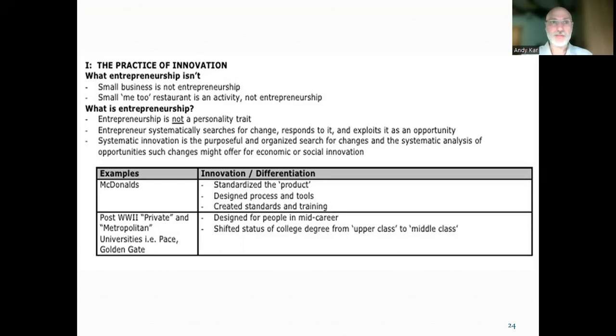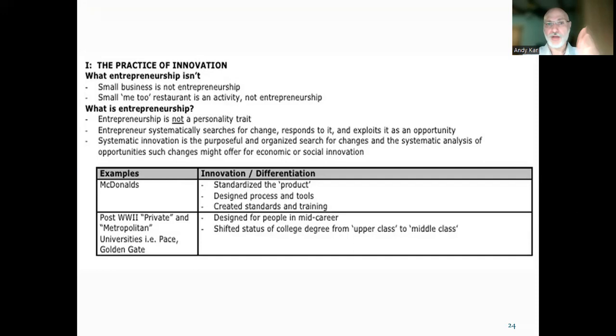What is entrepreneurship? Entrepreneurship is not a personality trait. An entrepreneur systematically searches for change, responds to it, and exploits it as an opportunity. If you ask me, it's a state of mind. Systematic innovation is the purposeful and organized search for changes and the systematic analysis of opportunities that changes might offer for economic or social innovation.